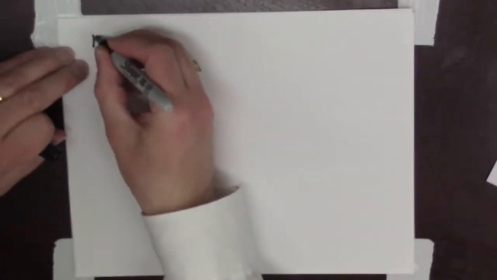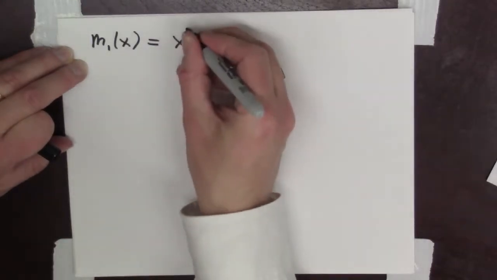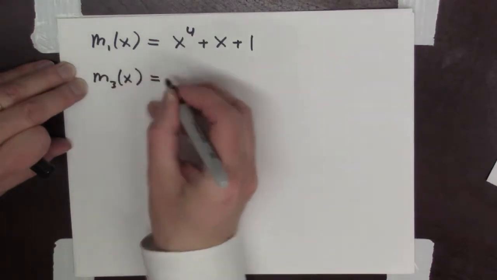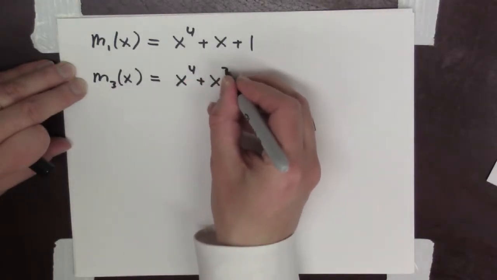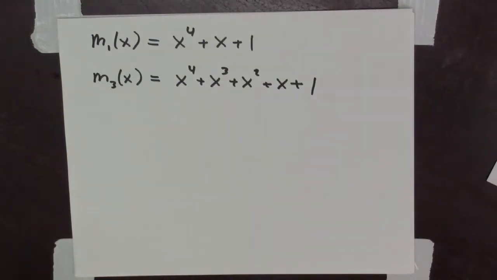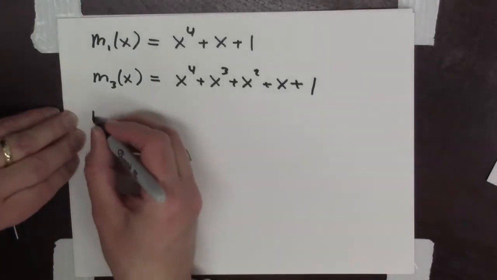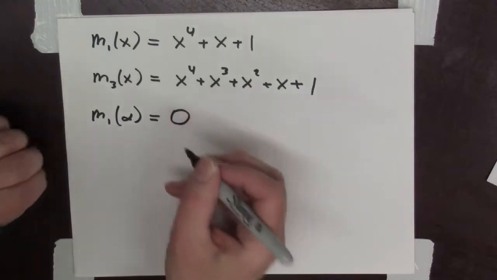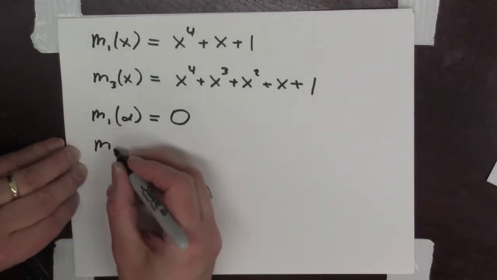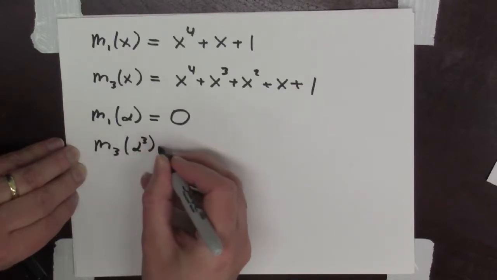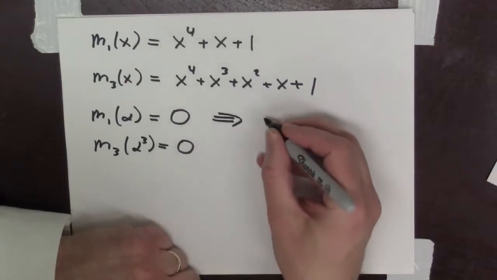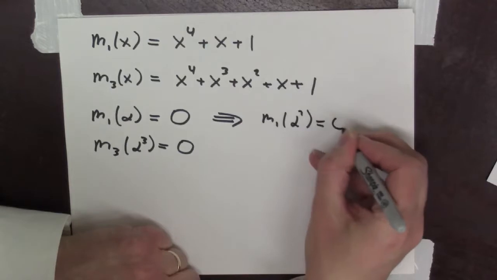Before we really begin, I'm going to define m1 of x to be the polynomial x to the 4 plus x plus 1. I'm going to define m3 of x to be the polynomial x to the 4 plus x cubed plus x squared plus x plus 1. So notice these are 2 irreducible polynomials, of degrees 4 and 4. And the property we're going to need here is that m1 applied to alpha is 0. Alpha is the root, and that's how we defined alpha. But furthermore, the other property we're going to need is that m3 of alpha cubed is 0. That's going to be important. You're going to see this happening. And this also implies that m1 of alpha squared is 0.